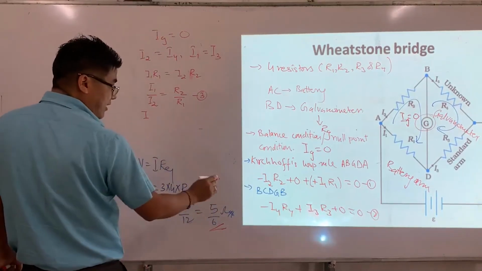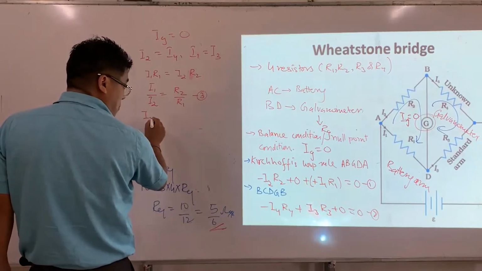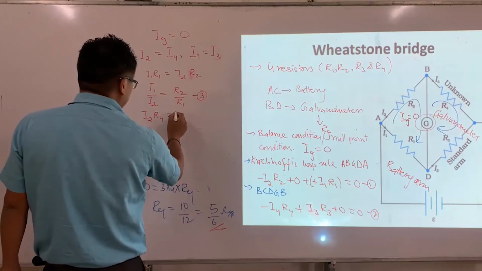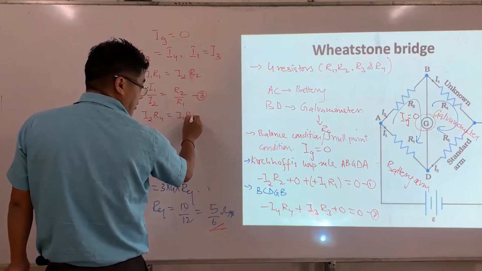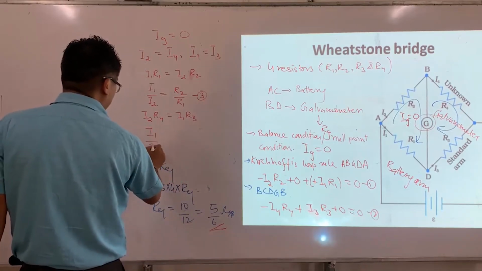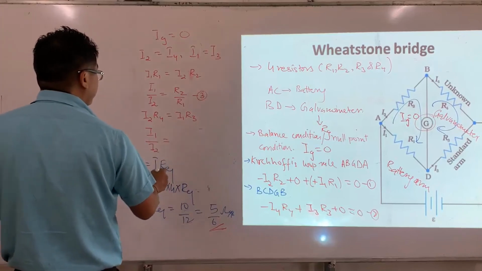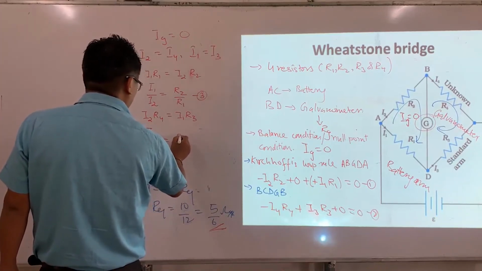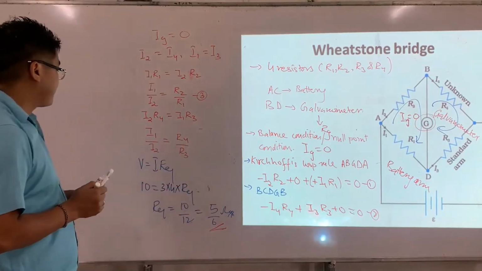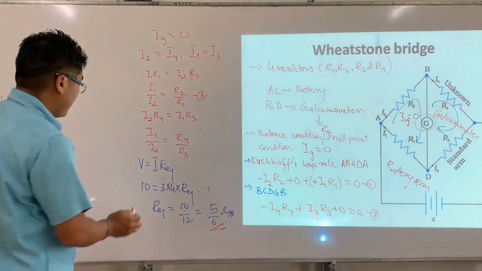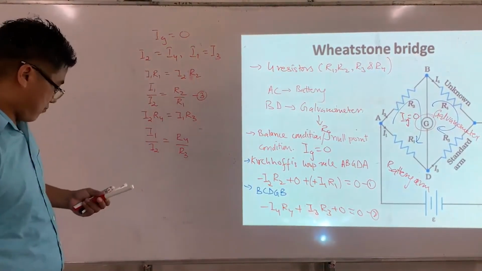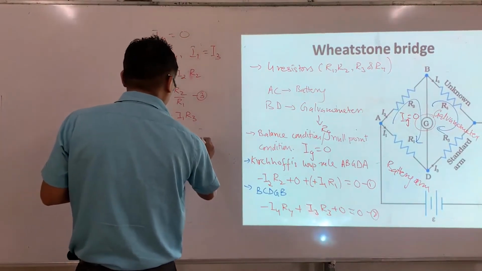So I4 is nothing but I2 R4 equal to I1 R3. So again, I can write this I1 divided by I2 is equal to R4 divided by R3. All right, so now this is, let's say, equation number 4. This is equation number 4.